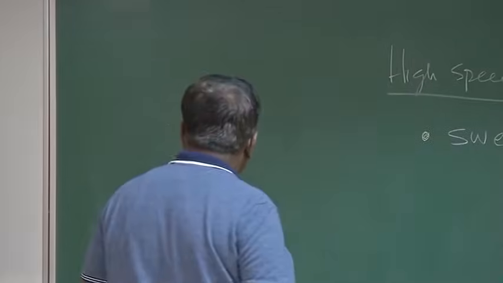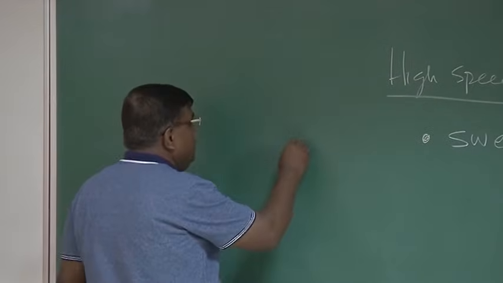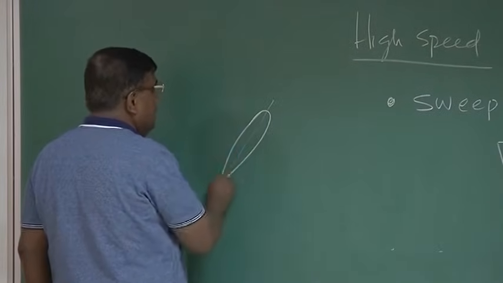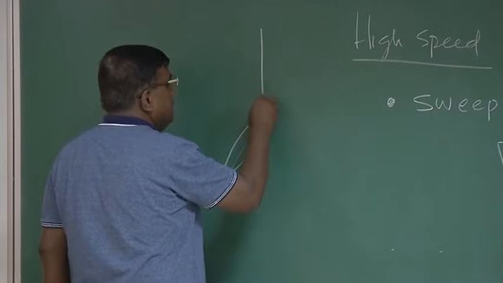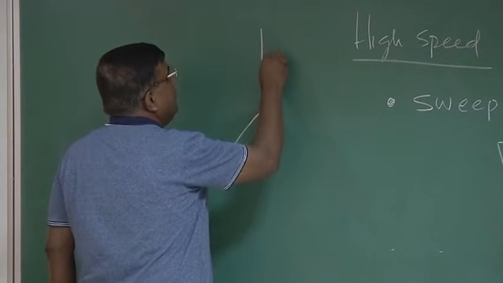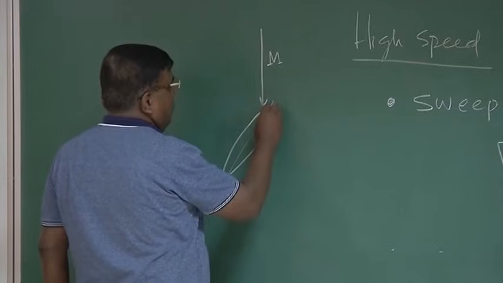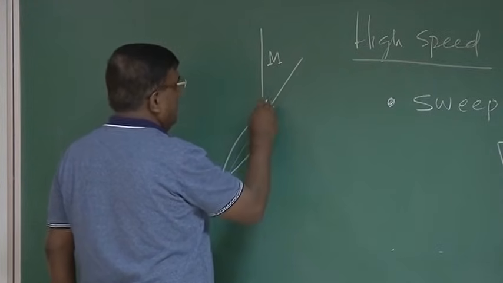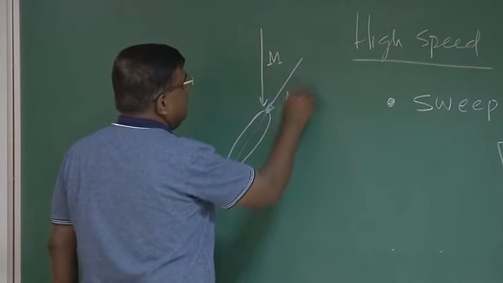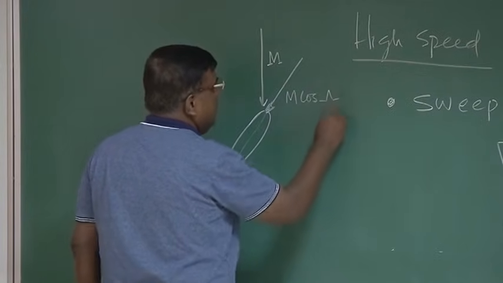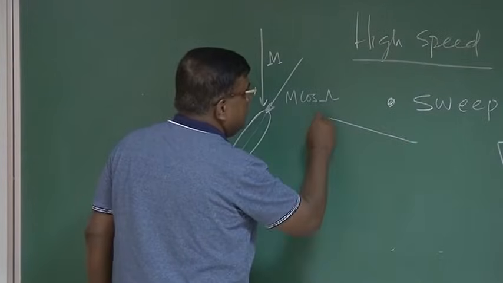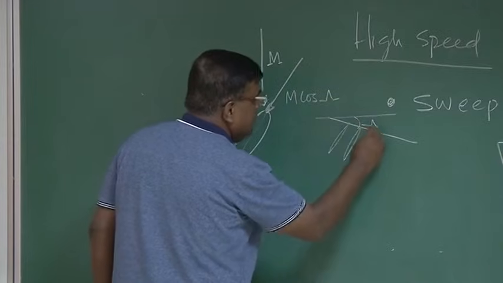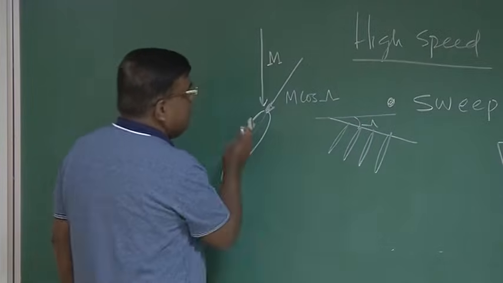So what is done? The theory is very simple. You stagger the aerofoil in this fashion. Now see, flow is coming like this. Let's say this is M, the Mach number. What we have understood? It is the normal component, which is M cos lambda. That is, if this is the wing, this is lambda, the sweep angle. That is, aerofoils are stacked like this. The contouring is done like this. So that is what I am drawing.